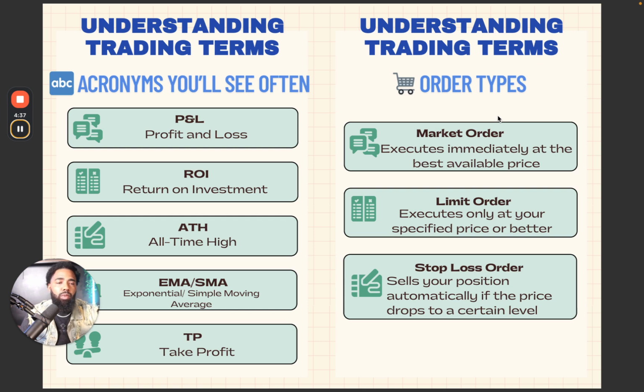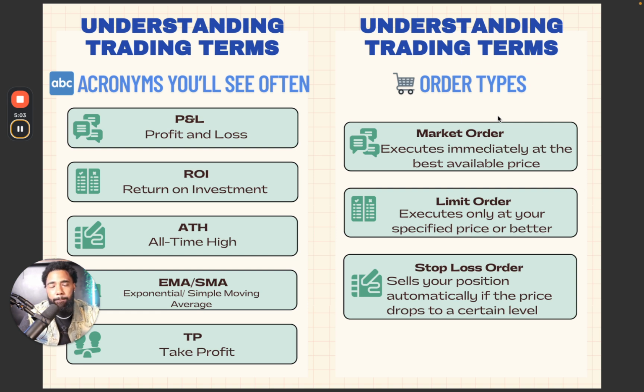All right. Next thing, limit order executes only at your specified price or better. So a limit order means let me in at this certain price. So let's say the stock is at $100 and I say, hey, once this stock gets to $101, I want you to put me inside of the trade. So I'm placing a limit order at $101 and my contract will execute once that price is hit inside of the market.